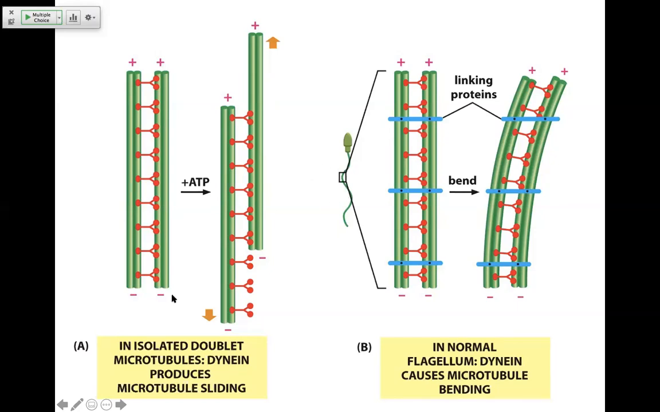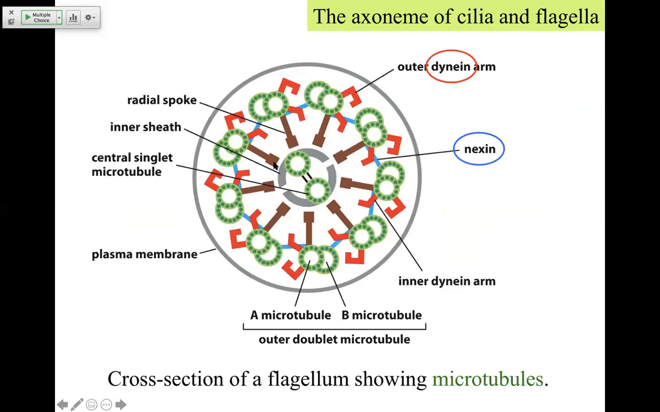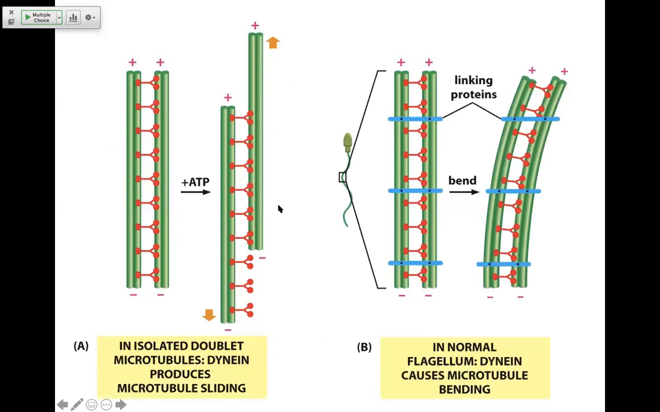And remember, we actually have our axoneme, right? We have these doublets all in a circular arrangement. So depending on which dyneins are walking relative to which doublets will determine which kind of bending is occurring, right? Bending to the left, bending to the right, in this undulating motion of this flagella of this sperm cell.